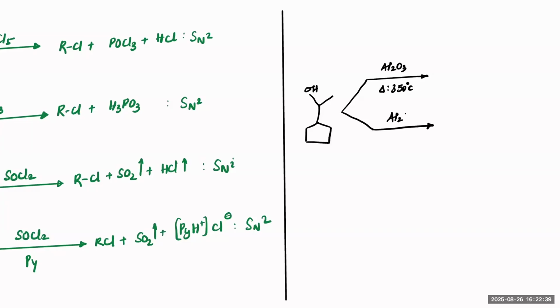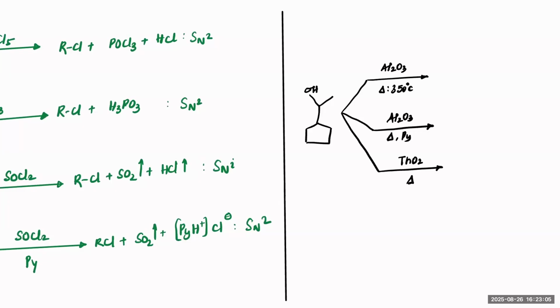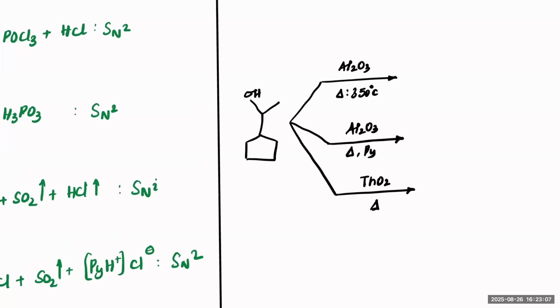If I treat with Al2O3 and heat in pyridine, or if I take thorium dioxide and heat, these three will represent three different types of mechanism. The first one is E1, the second one is E2 with Saytzeff, the third one is E2 with Hofmann as the major product. So if it was supposed to be E1, that means you are expecting this to first form a carbocation.